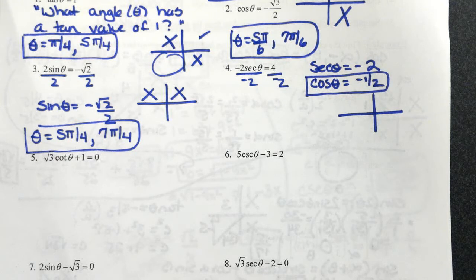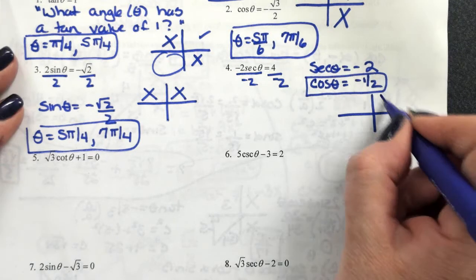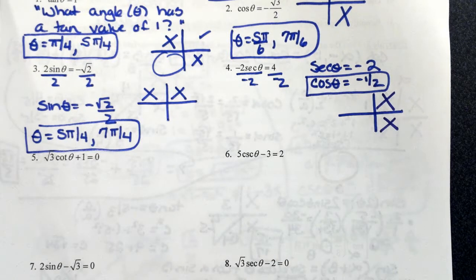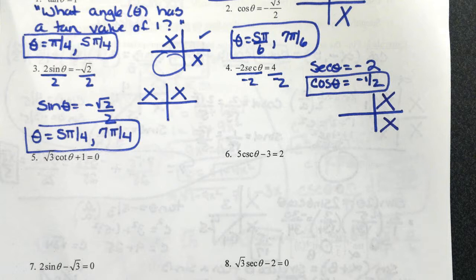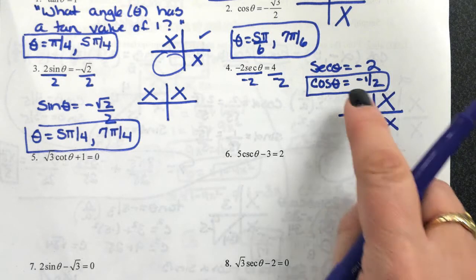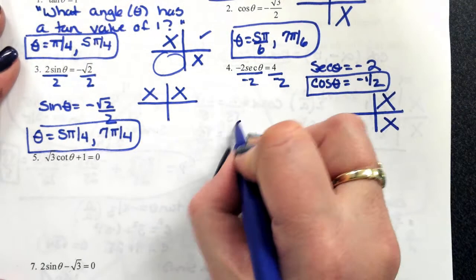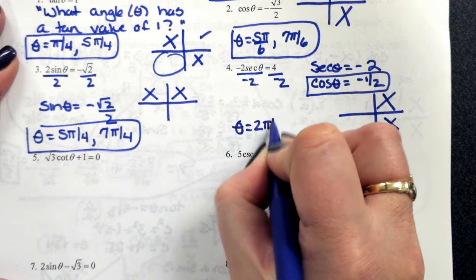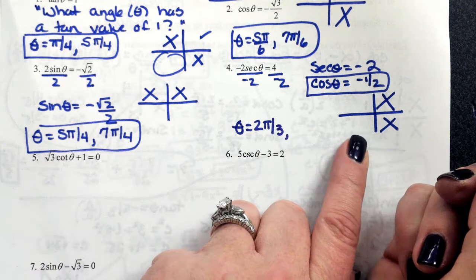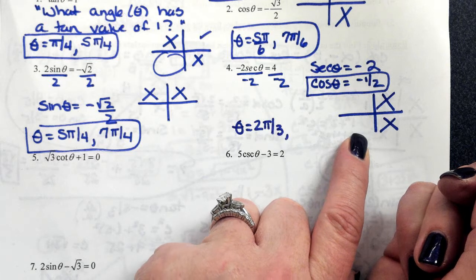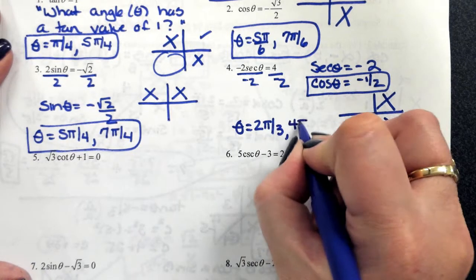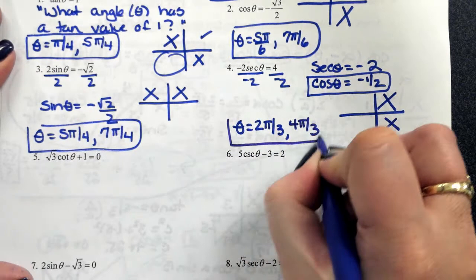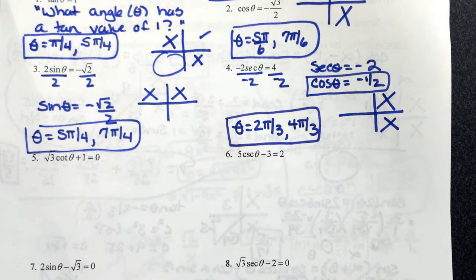What two quadrants? 2 and 3. So I know my angles are not going to be in 1 or 4. So what angle in quadrant 2 has that cosine value of negative 1/2? 2 pi over 3. And then down here in quadrant 3, it would be which angle? 4 pi over 3. Okay? So any questions on that example?